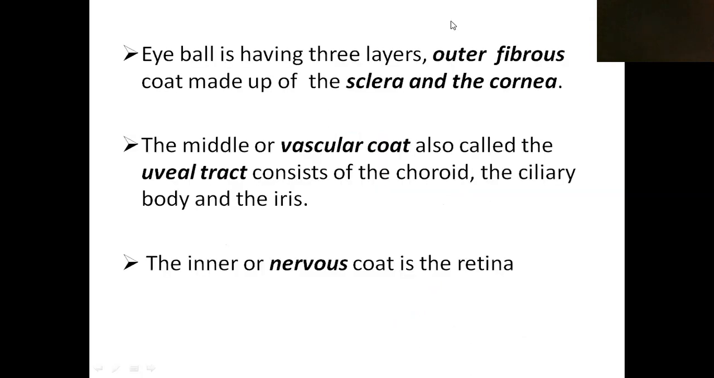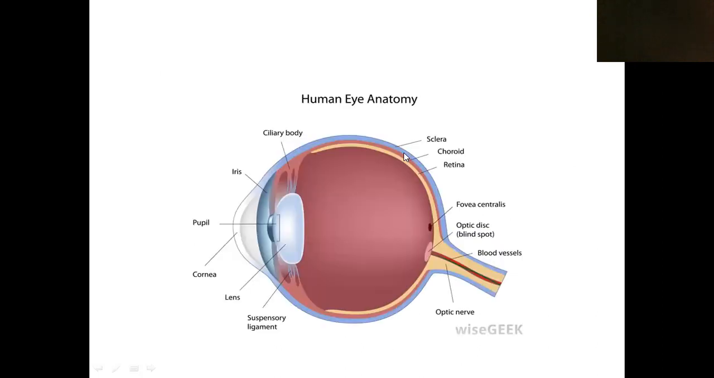So what are the layers? Outer fibrous layer, middle vascular layer, then inner nervous layer. This outer fibrous layer has two parts, sclera and cornea. What are they? See this posterior part. We'll start from here, from here to that particular region. This is the sclera.